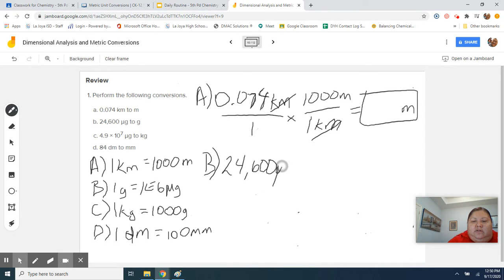So for letter B, we have 24,600 micrograms. Okay, I put the line here, I put 1. Okay, I need to get rid of micrograms. So I know Alexia, I know Melissa, and I know Elizabeth knows what to do. But I need 3 other people. I need other people to help me and talk my way, help me figure this out.